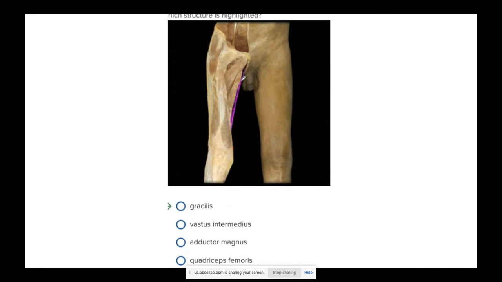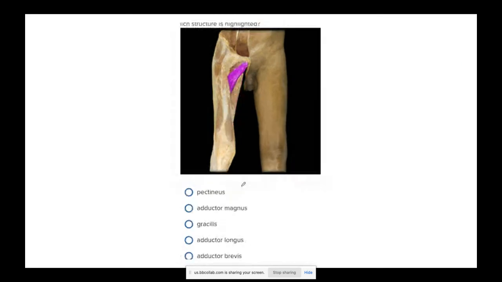What is this structure here that's highlighted? It's the purple area right there. That's going to be the gracilis. What are they asking for here? This is going to be your pectineus muscle. Gracilis, no. Adductor longus, that's going to be this muscle here.